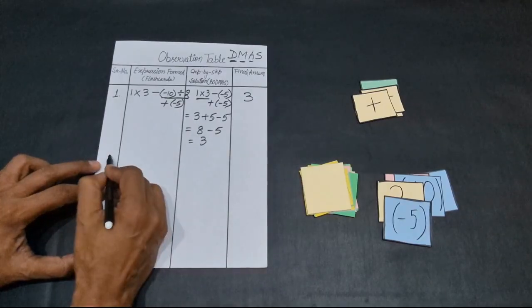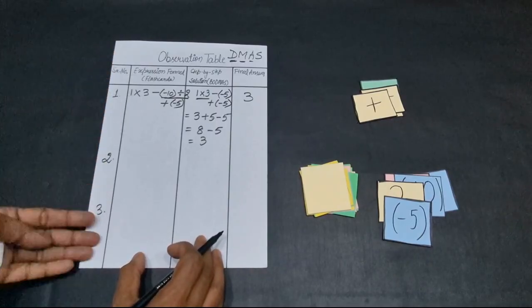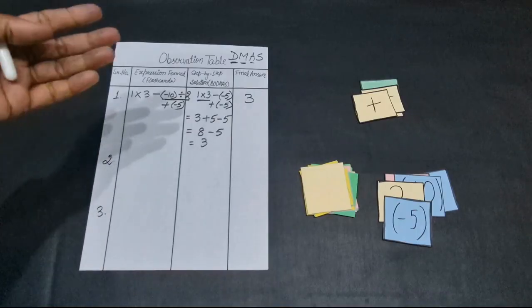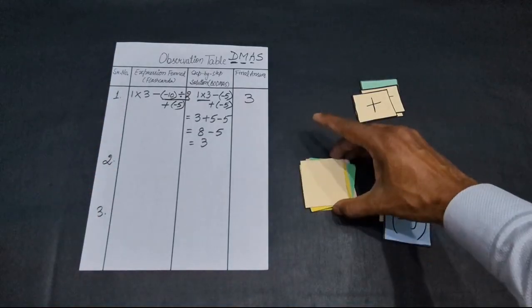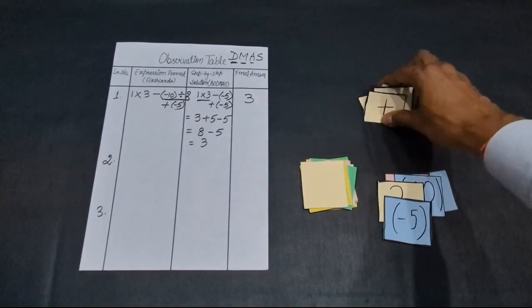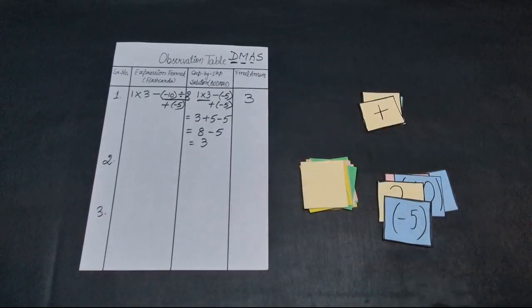Now you can repeat this process for the second time, for the third time, as many times as the time available to you for this activity allows, and you can use the remaining flashcards and the same operation flashcards in the second and third attempt, and that completes your activity on the use of BODMAS on integers.